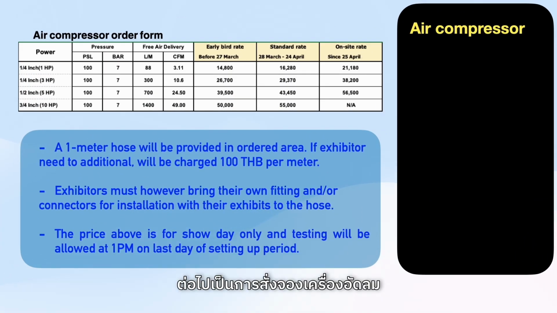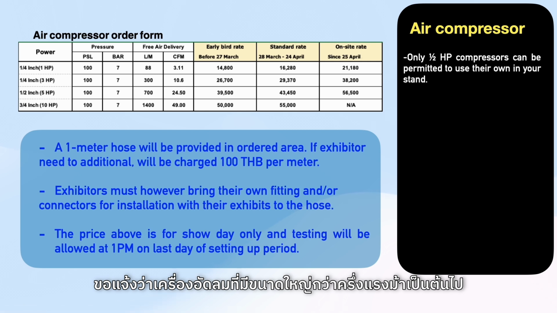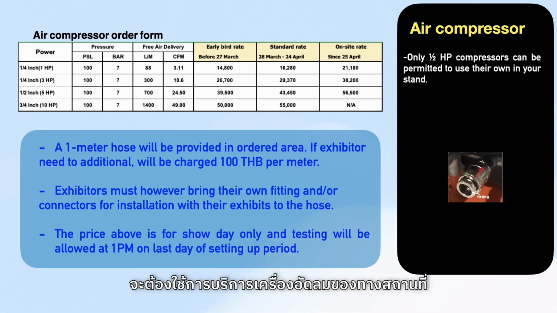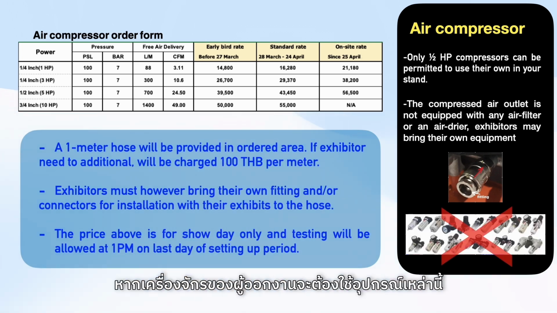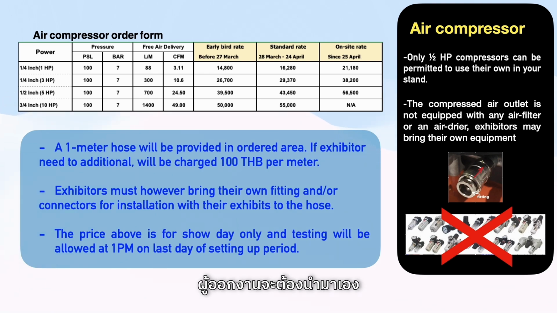For the air compressor system, it is necessary to inform in advance that any air compressors with a capacity of 1 horsepower or above must use the facility's designated system. It is strictly prohibited to bring and use a personal air compressor. Another important consideration is that the supplied air pipes will not have built-in air filters or moisture filters. If your machinery requires the use of these accessories, you must provide them yourself.